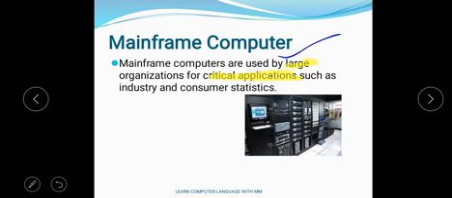Supercomputers are the fastest computers with a large data storage capacity, whereas mainframes can also process and store large amounts of data. This type of computer we basically use in banks, educational institutes and insurance companies.